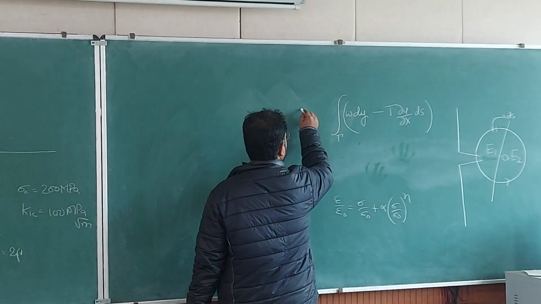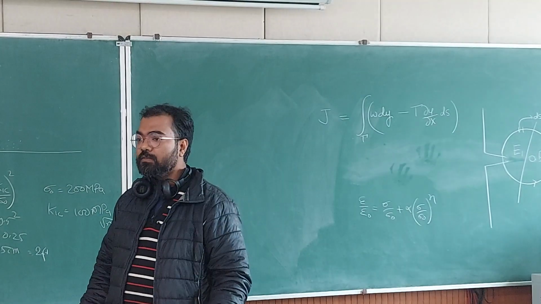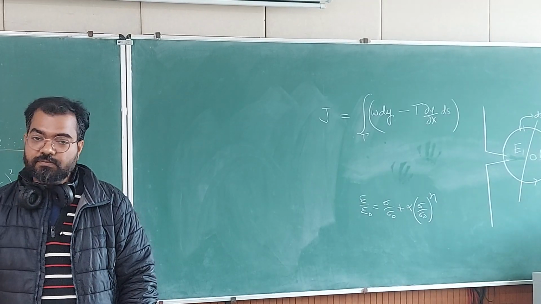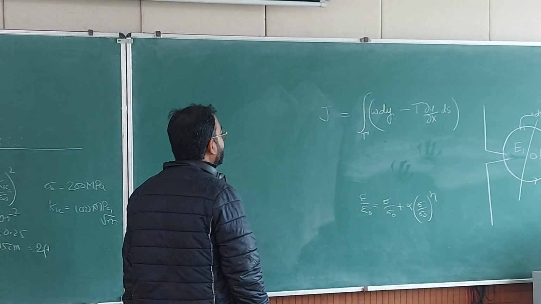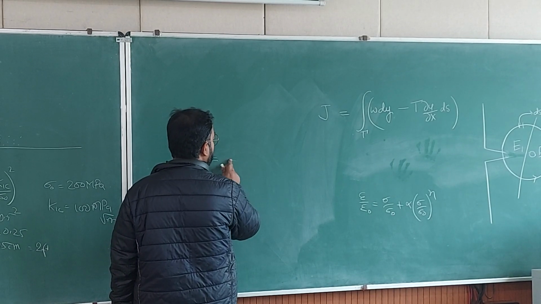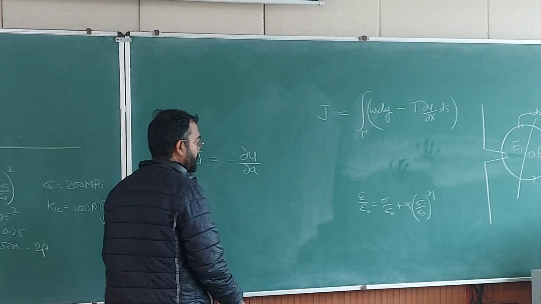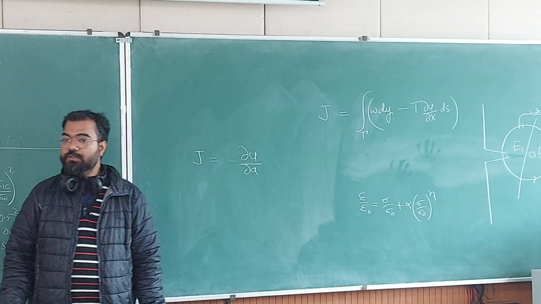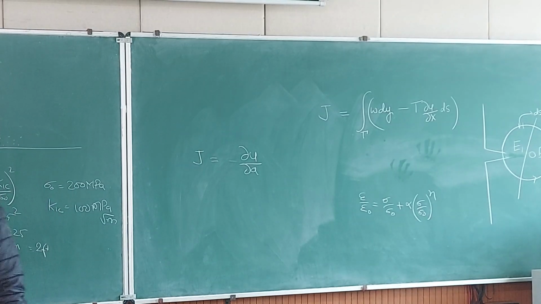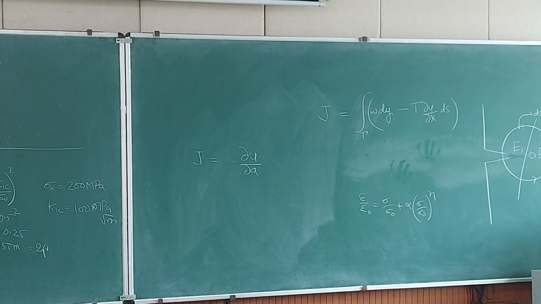define something, and he names it J. Why? Because his name is James Rice. Okay, and this is equal to the rate of change of energy per unit crack length. So energy release rate, which was also defined by Griffith, right? So G was also this.